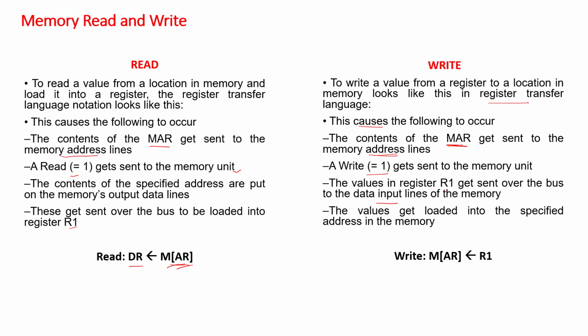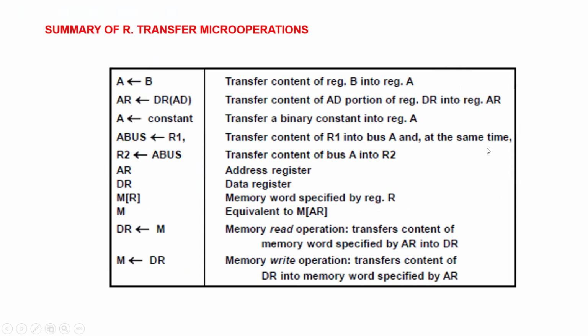So here the address should be specified to the address line with the help of the memory address register. Then write should be enabled. Only then will the information of R1 be sent to the data bus, and finally given to the memory. And this value gets loaded into the specified address, which is given by the memory address register. So finally this R1 is transferred to the particular address in the memory. Like this, we are able to perform the read and write operation.